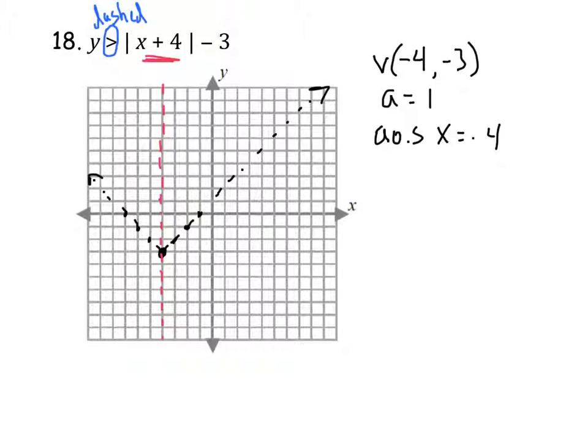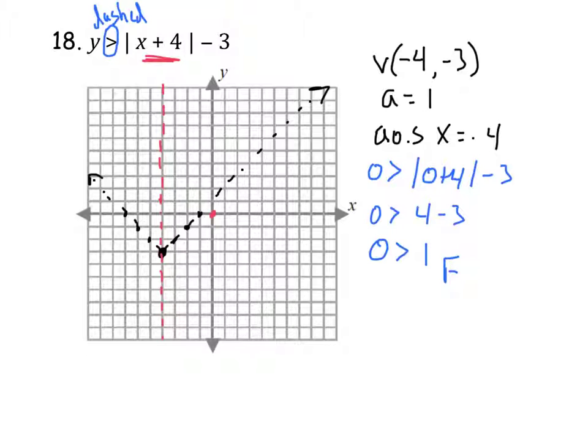So we want to pick a test point. Okay, 0, 0. Is that on the inside of the V or outside the V? 0, 0 is outside the V. So if you're testing 0, 0, we want to plug that into our original. So 0 is greater than the absolute value of 0 plus 4 minus 3. 0 plus 4 is 4. What's the absolute value of 4? So we have 4 minus 3, which gives us what? 1. So is that true or false?